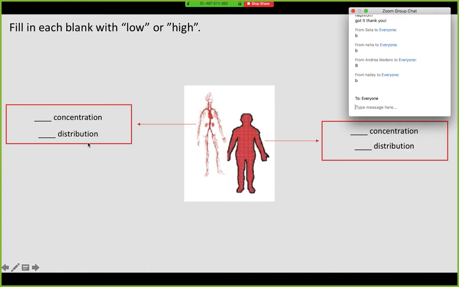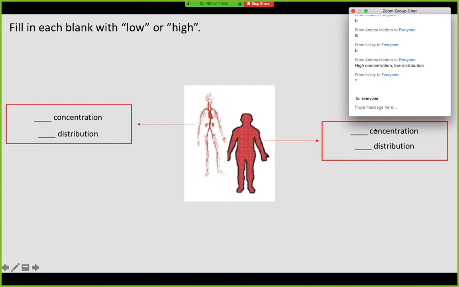Okay, so let's start with the left side over here. It would be what concentration and what distribution, high or low. So this guy right here. Right, good job, Andrea. Yeah, so it's high concentration and low distribution. So concentration is referring to the concentration of the drug in the vasculature, and distribution is referring to the distribution of the drug in the tissues. So right now it's in the systemic circulation, but it's not in the tissues.